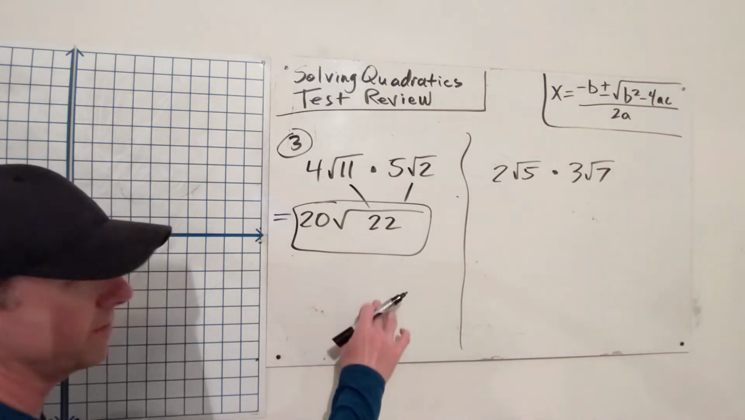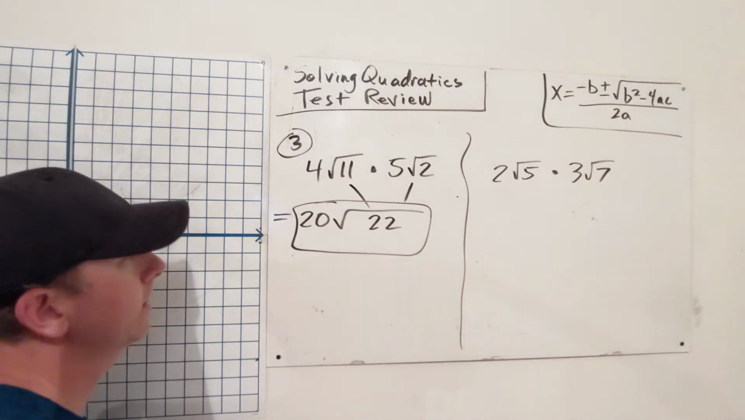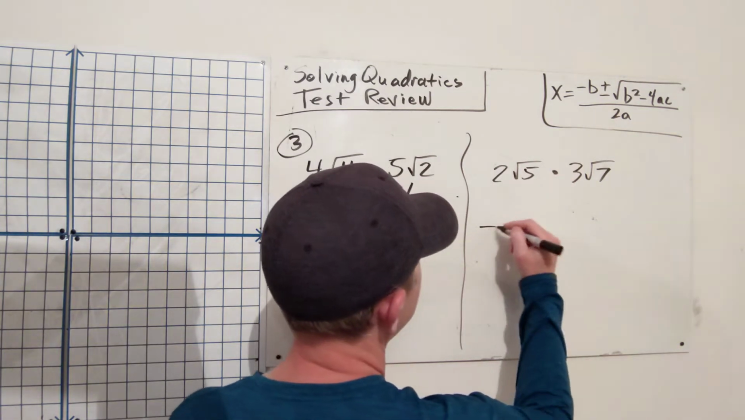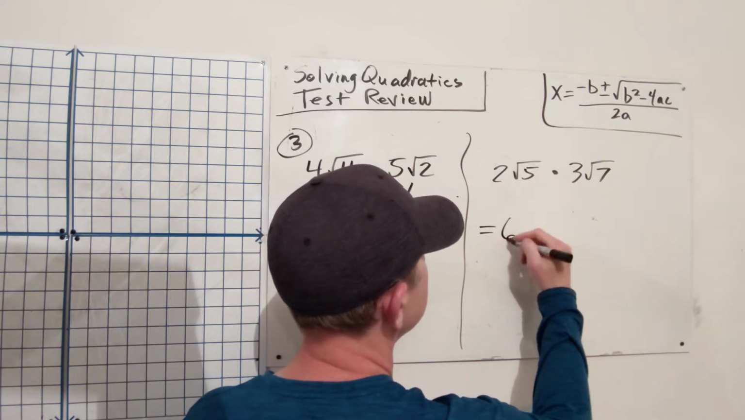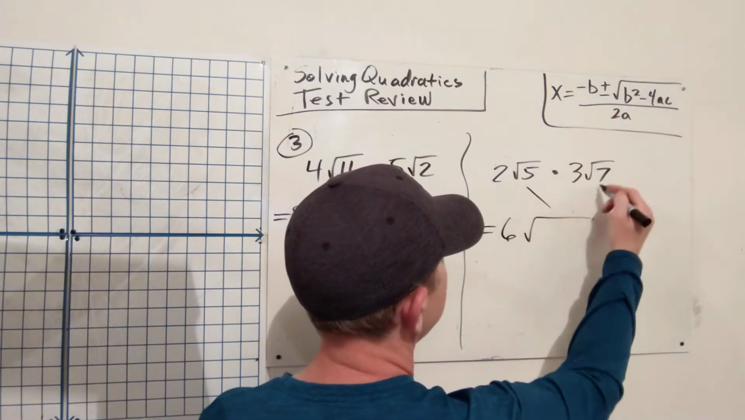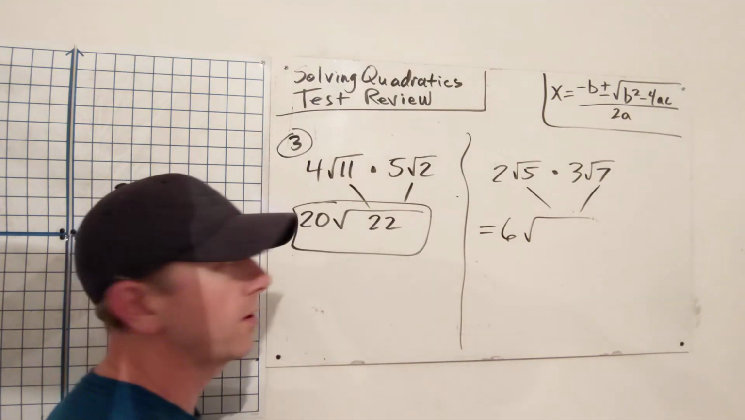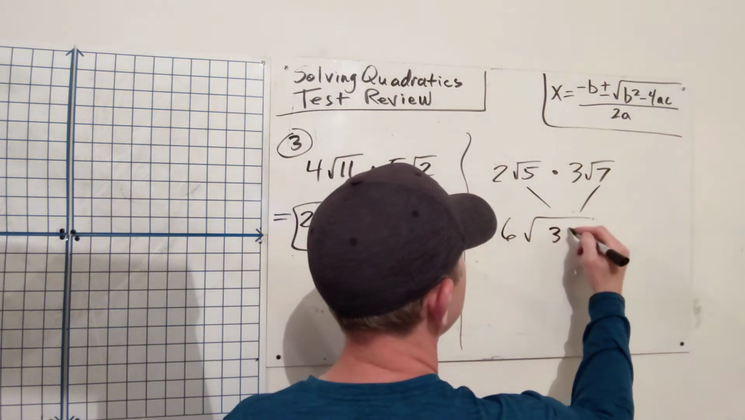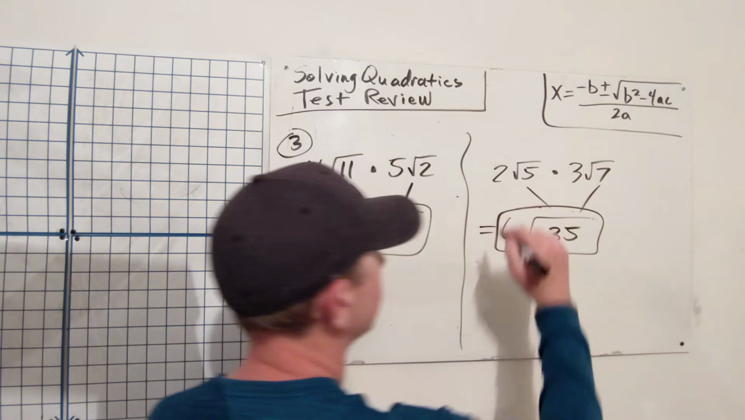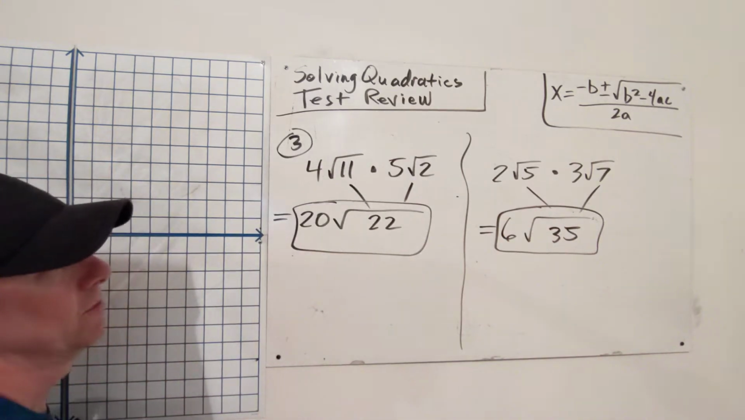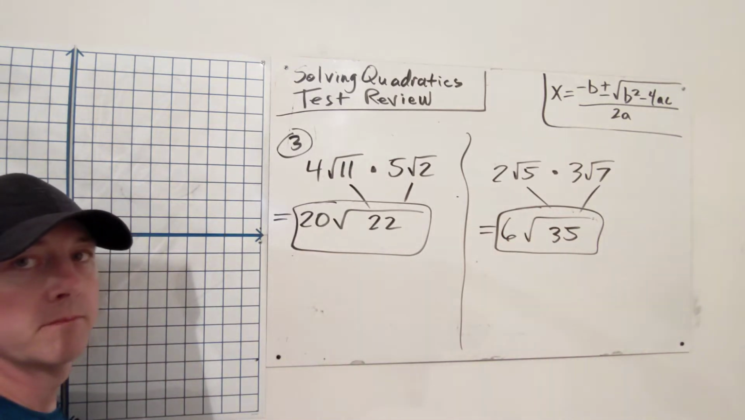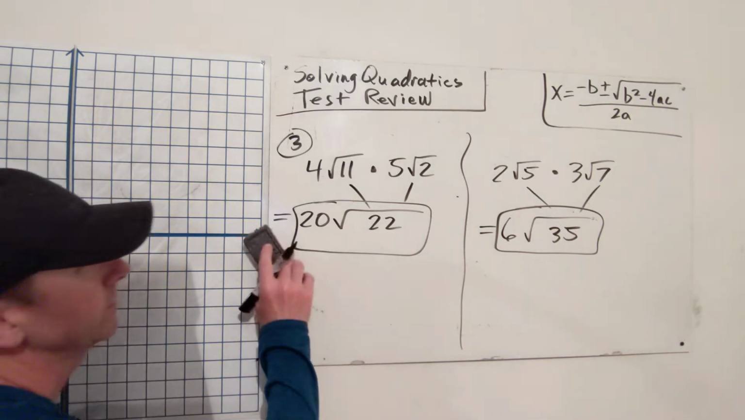Now, if I could simplify this, I would want to, but 22 you can't. Similar happens over here. 2 times the 3 is 6. Under the radical, we've got 5 and 7. There's no matches. They're both prime. So we get 35, and that's it. 6 radical 35. That's my answer if you had that example. Okay? So there you go, there's a couple of those.